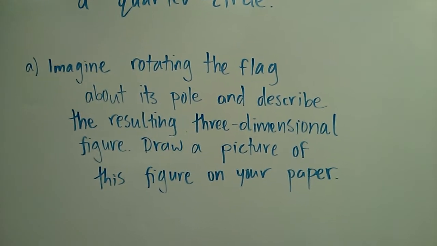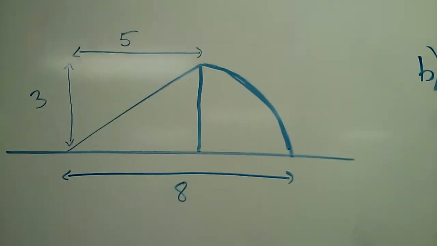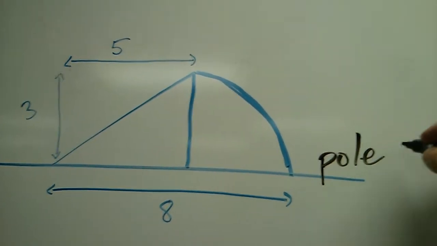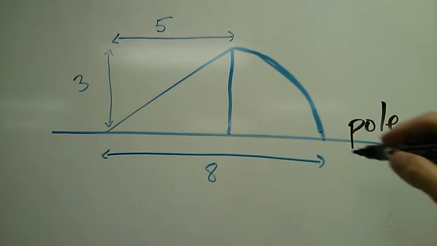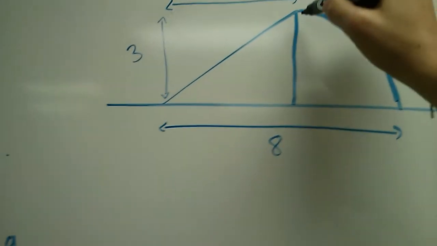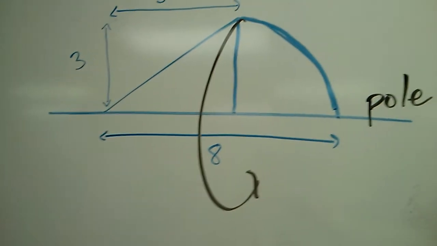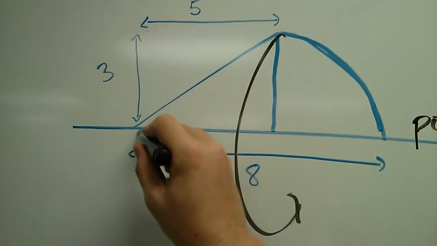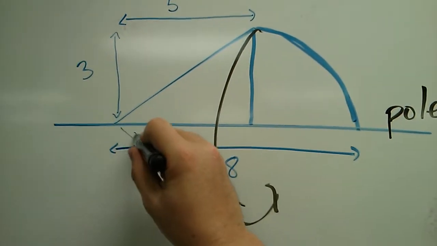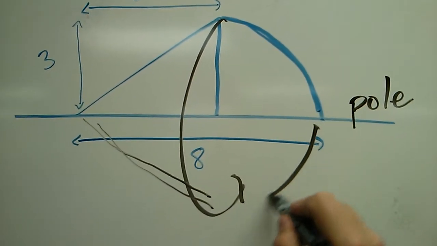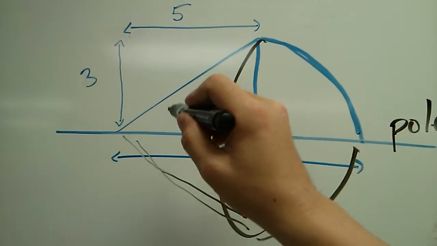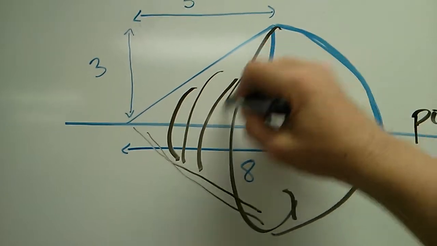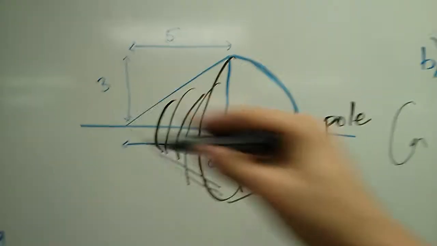Draw a picture of it on your paper. So here is our flag, and this right here is the pole. If we were to rotate this around the pole, this whole region here gets rotated, as well as this whole region here. As you can see, if you rotate it into a three-dimensional figure, we have an x-axis and a y-axis.